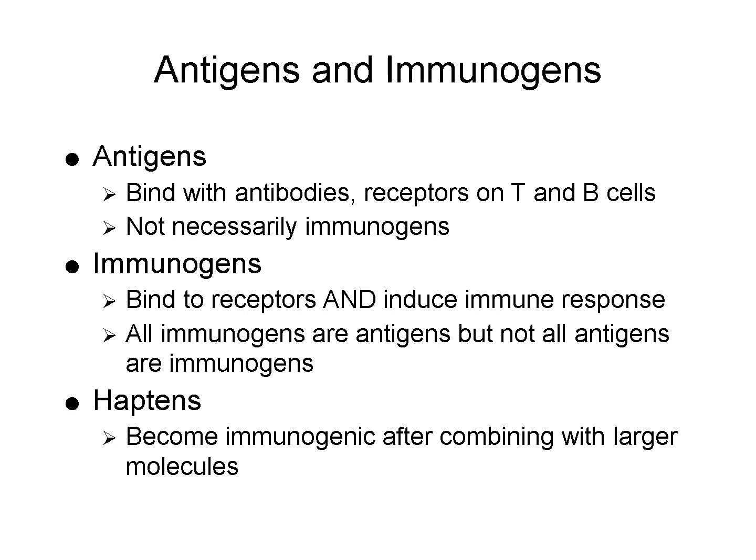Antigens are molecules that bind to antibodies or to receptors on T and B cells. But not all antigens cause an immune response. Immunogens are a special category of antigens that not only bind to immune cells, but also stimulate an immune reaction. All immunogens are antigens, but not all antigens are immunogens. For example, small molecules called haptens only become immunogenic after attaching to a larger carrier molecule.